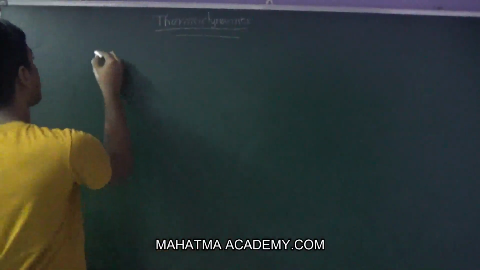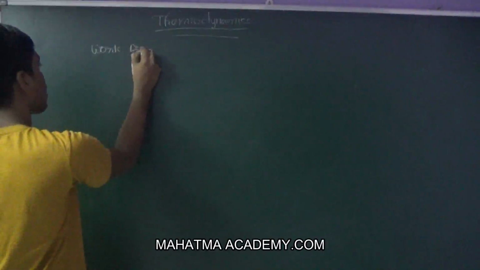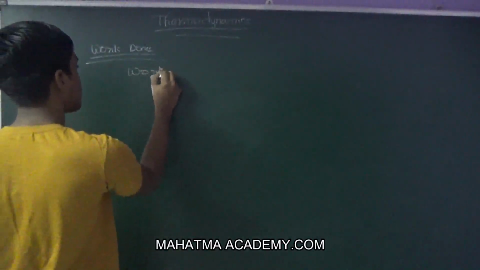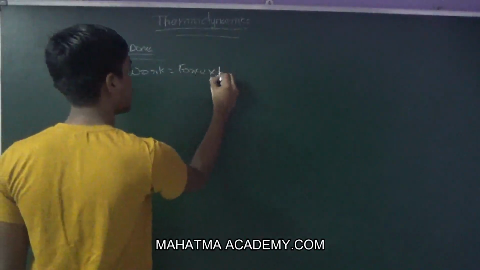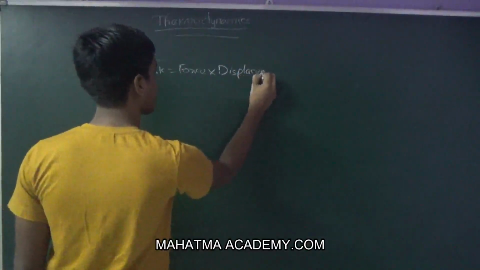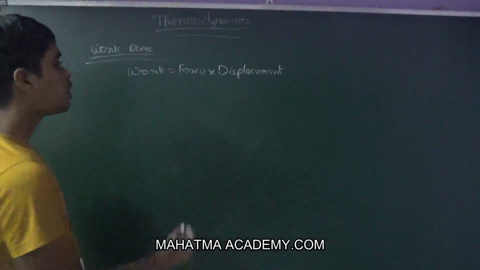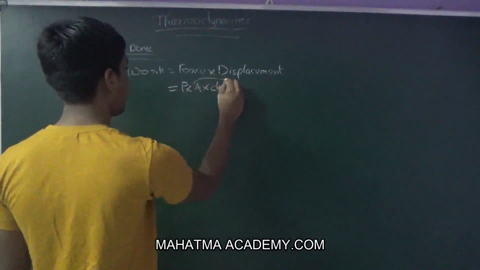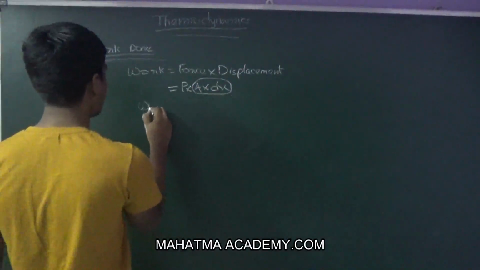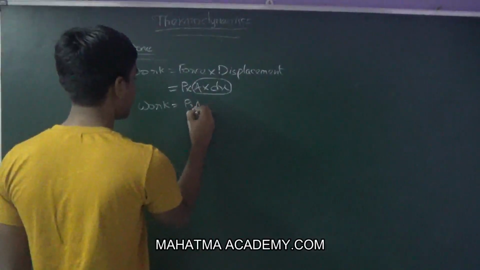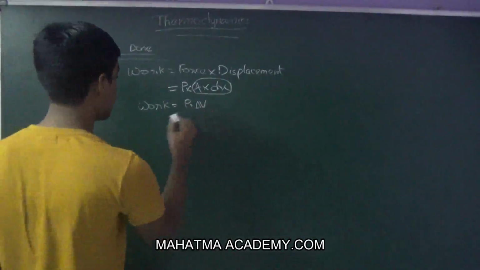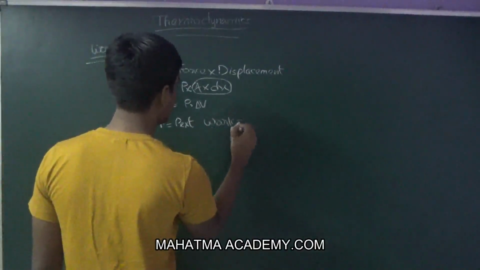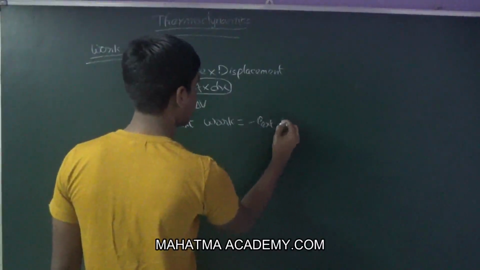Now work done. We know that the work done formula is force into displacement. Force is equal to pressure into area, and area into dx represents volume. Work is equal to P into delta V. If external pressure is applied, P equals P external, and work is equal to minus P external into delta V.